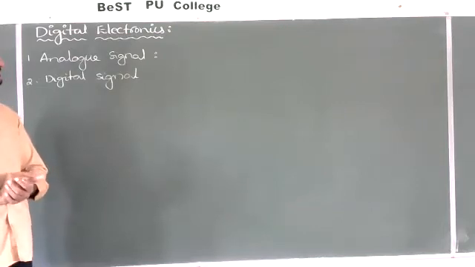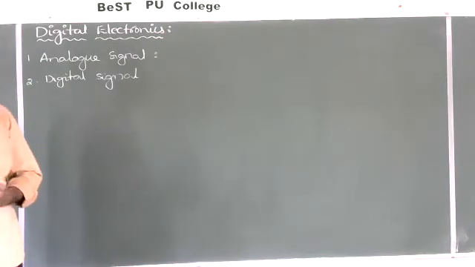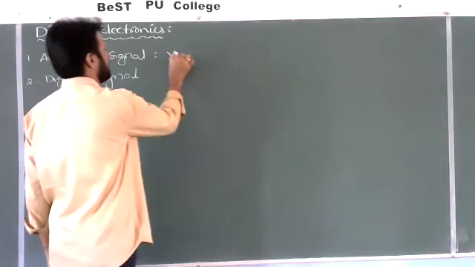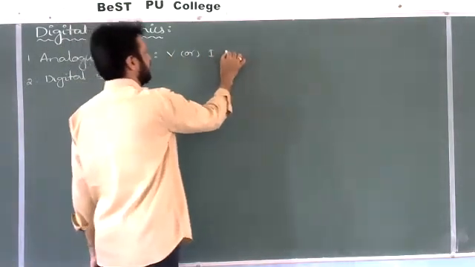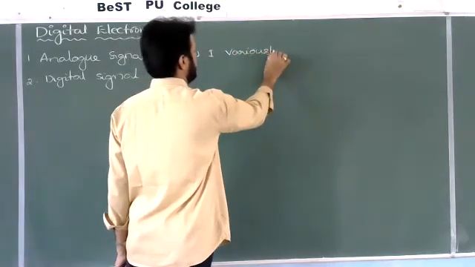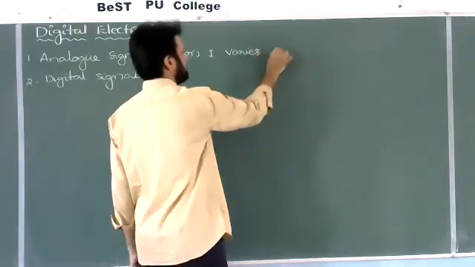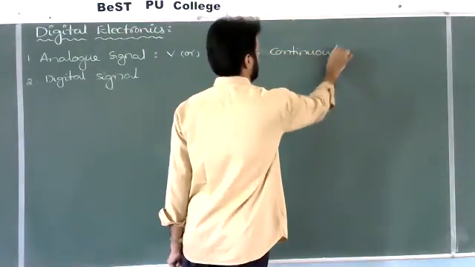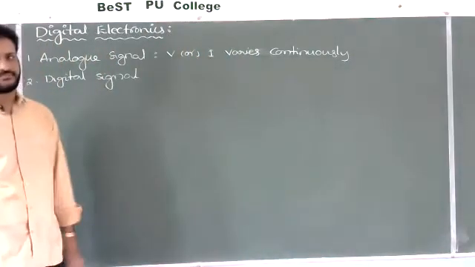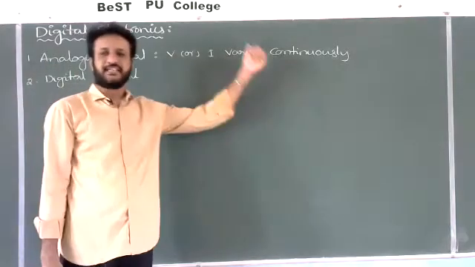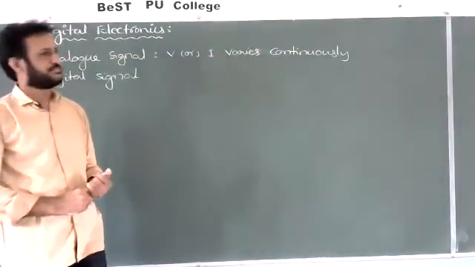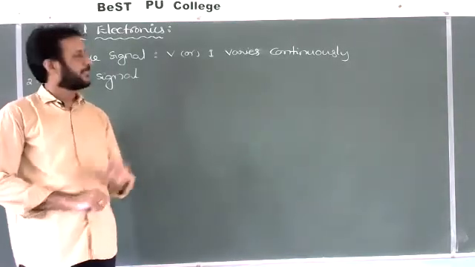Generally, a signal in which the voltage or current varies continuously is known as an analog signal. A signal in which voltage or current varies or changes continuously, means it contains all the possible values, correct, continuously, is known as an analog signal.